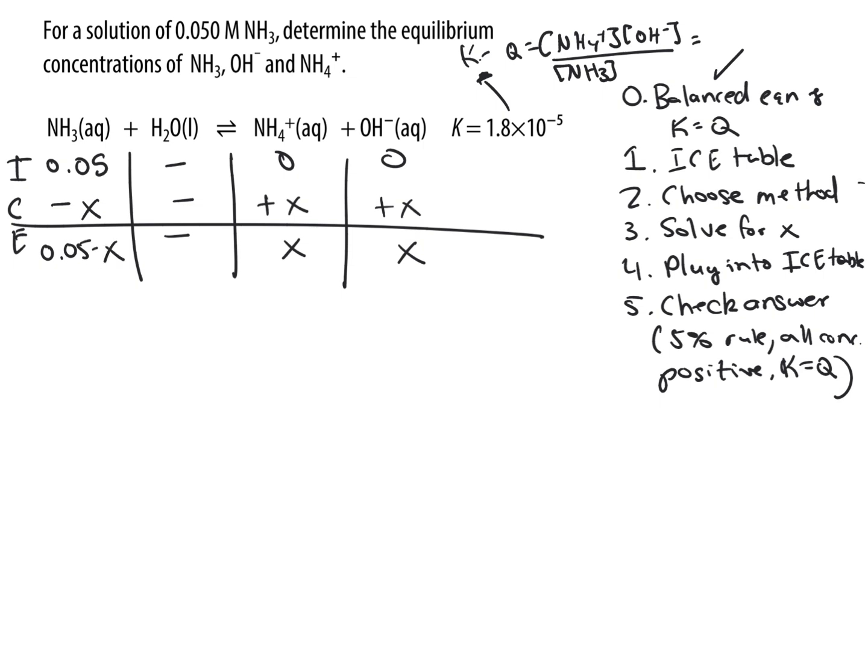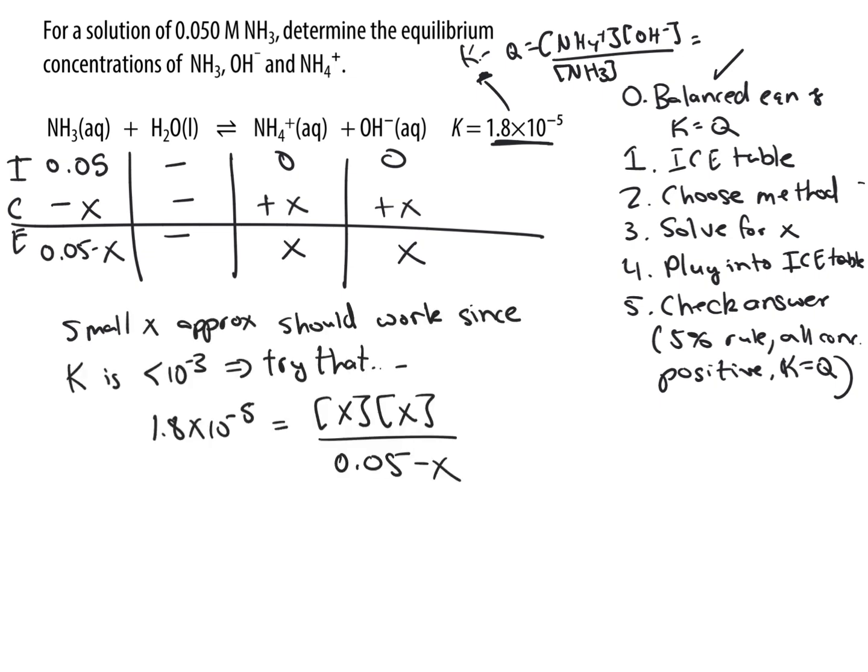Now choosing the method. In this case, quadratic or solver or approximation would work because K is quite small, so we expect small x, and the small x approximation should work. In that case, when we plug into K equals Q, we get this sort of expression, and the small x approximation will say, okay, well, since x should be small, 0.05 minus x is probably going to be about equal to 0.05. So that's the approximation we're going to make.